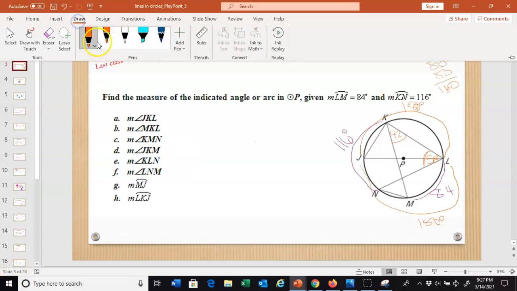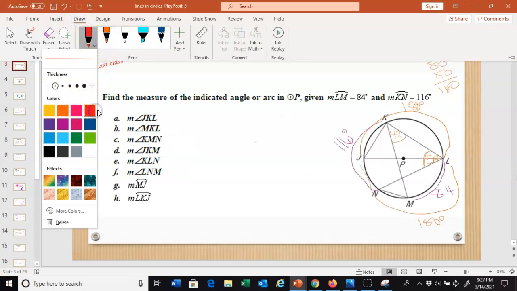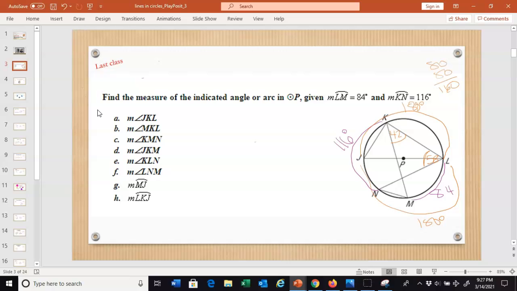Let's keep labeling what we can. I'm going to get a different color. So here we know that when two chords touch there at the edge of that circle, they form a 90-degree angle. So this is 90 degrees. Then, since this is 42, what's left? We have 48 here to make that other piece of that 90-degree angle.